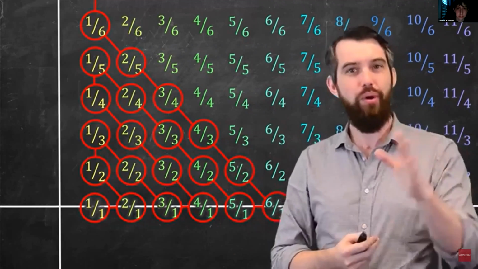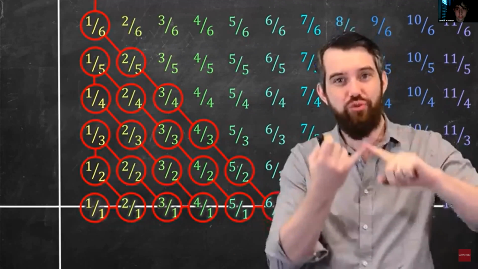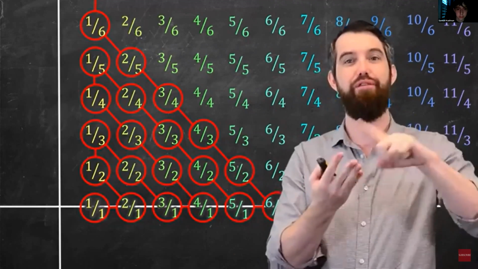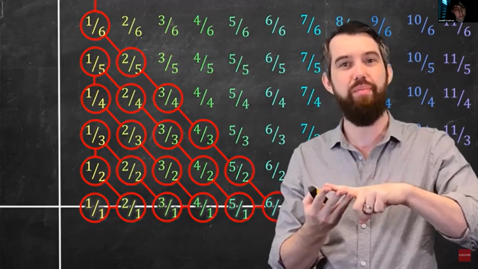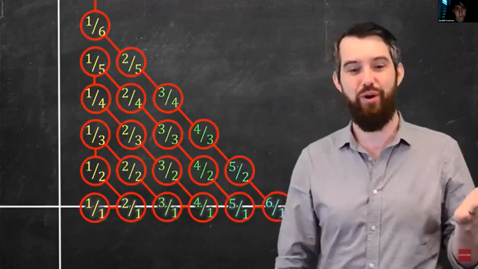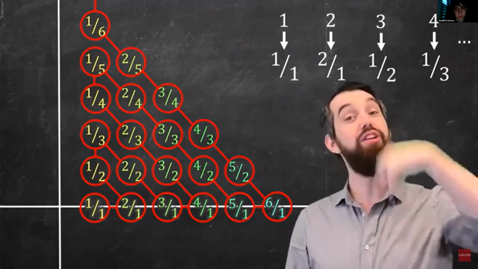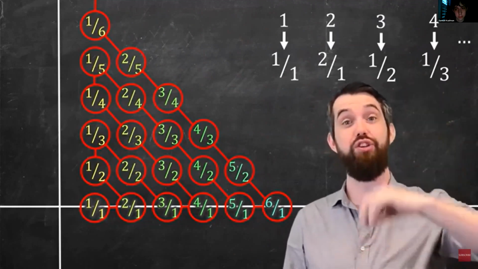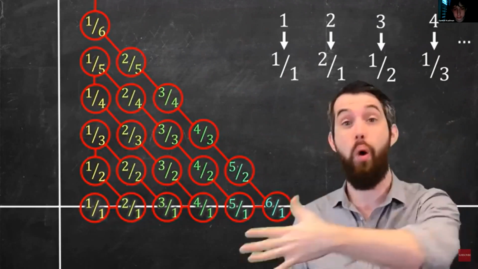But more importantly, I've done this in a way that tells you what the first rational is that I'm going to hit, what the second, the third, the fourth is, as in I'm listing off and counting the different rational numbers. So if I clean up some space, what I've done is send the integer 1 to 1 over 1, the integer 2 to 2 over 1, the integer 3 to 1/2, and the integer 4 to 1/3, and so on and so forth.